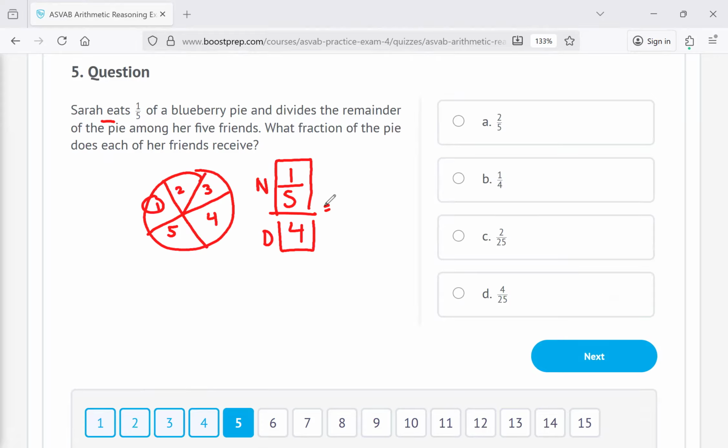So what you're going to do is rewrite this. It's going to be 1/5, and then a divide sign, 4 over 1. Then you can change the divide sign into multiplication, or you can just cross multiply. That's what I'm going to do. So 1 times 1 is 1, and then 4 times 5 is 20. That is wrong because I made a mistake. What mistake did I make? Yes, I made a mistake.